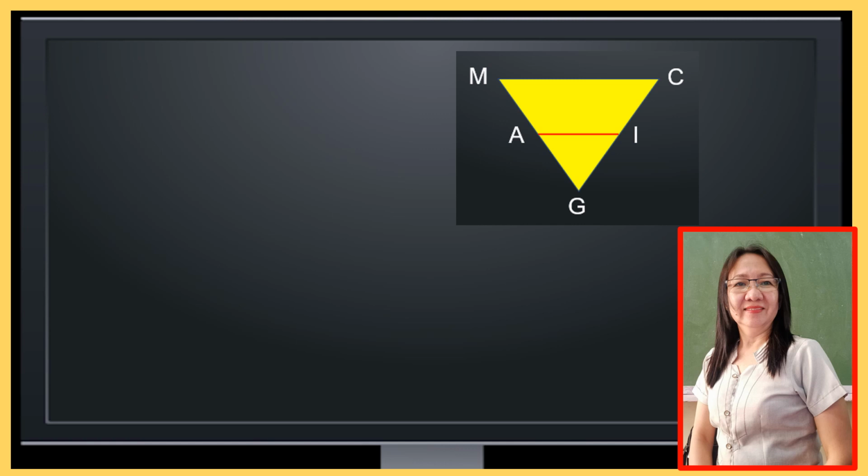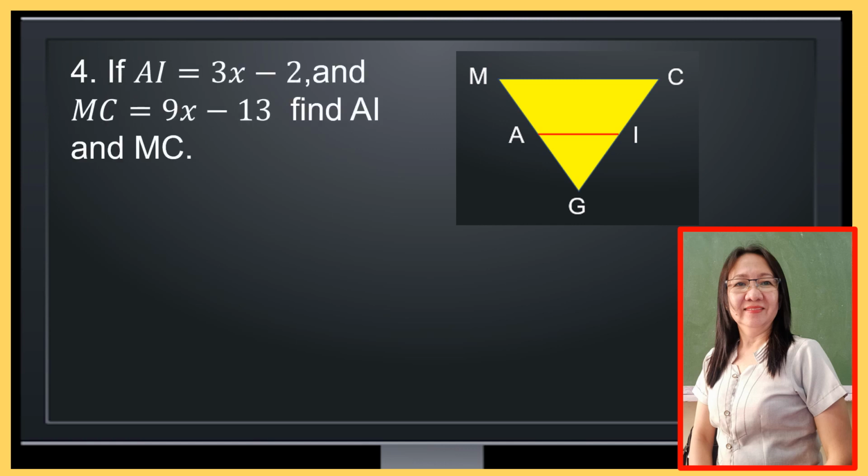Let us continue with this problem. If AI is represented to be 3x minus 2, and MC is represented as 9x minus 13, find segment AI and segment MC.